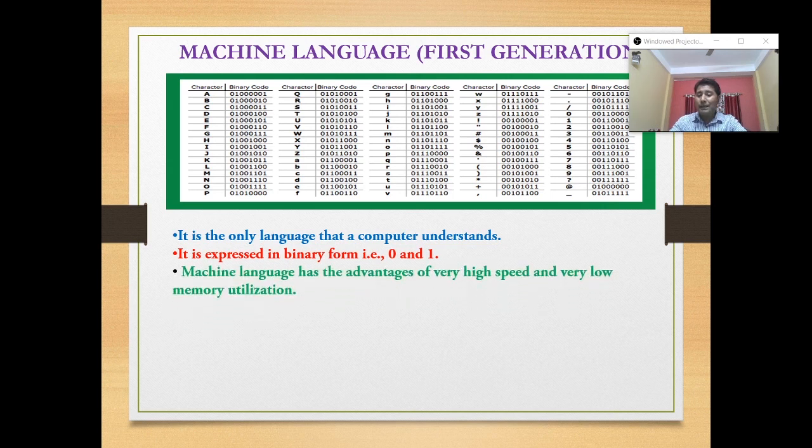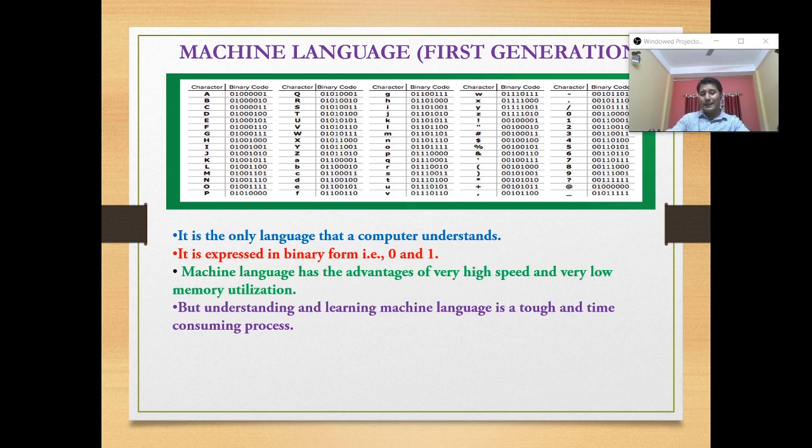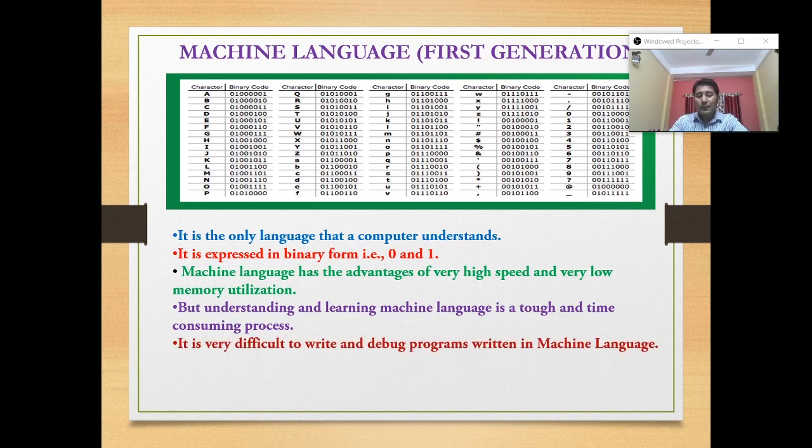And machine language has the advantage of very high speed, and it uses very low memory utilization. But understanding and learning the machine language is tough. It is very difficult to understand and learn the machine language because, as I have already said, it uses only the binary code, that is 0 and 1, and it is time consuming. So it is also very difficult to write and run the programs that are written in machine language. And it is extremely machine dependent. So that is why machine language is also regarded as a low level language.